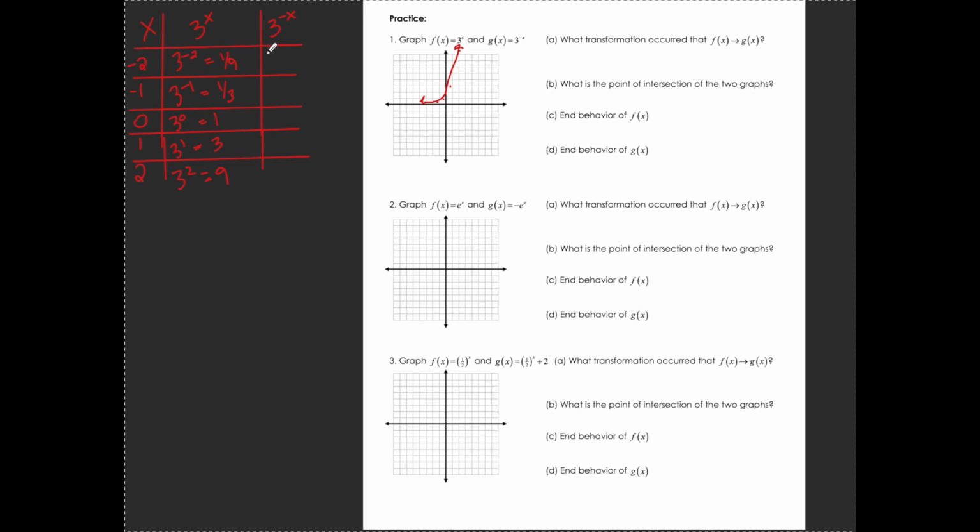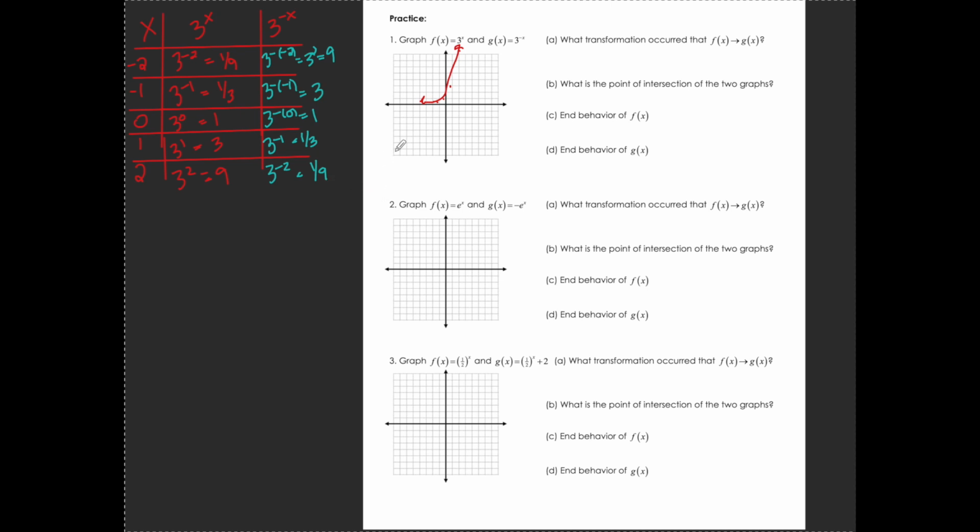So for 3 to the negative x, if x is negative 2, that's 3 to the negative times a negative, so 3 squared, that gives me 9. For 3 to the negative x, where x is negative 1, I have 3 to the negative negative 1, so that's 3 to the positive 1, which is 3. 3 to the negative 0 is the same thing as 3 to the 0. That's 1. 3 to the negative 1 is going to be a third. And 3 to the negative 2 is going to be 1/9.